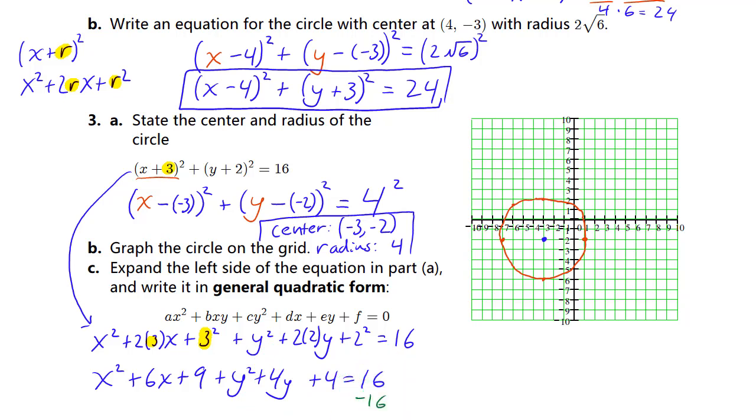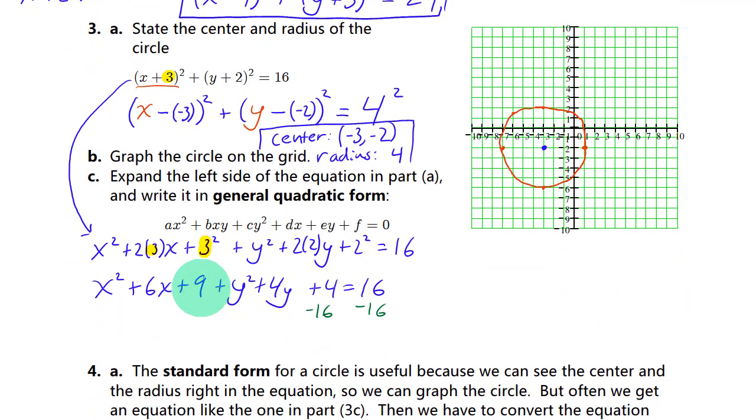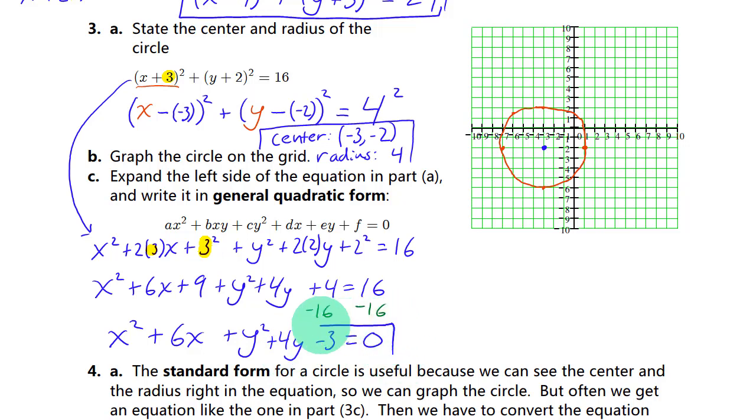I'm going to subtract the 16 from both sides because we want to get 0 on the other side. And then combine some like terms. We have 9 plus 4 minus 16. That will all work out to -3. And then there's still everything else. The x squared plus 6x plus y squared plus 4y there.